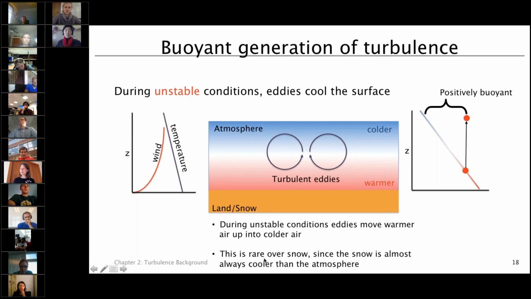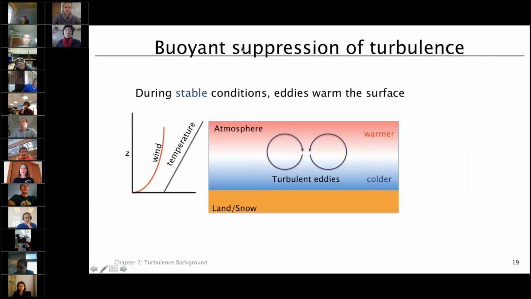But we also know that this is rare over snow because snow is almost always the coldest thing around, right? Snow is almost always cooler than the atmosphere. Not always, but in general. Okay, so let's draw it the other way. So now during stable conditions, here again, we have wind increasing with height, and now we have temperature increasing with height. So the coldest thing is right by the surface. So now we have warmer air over colder air.